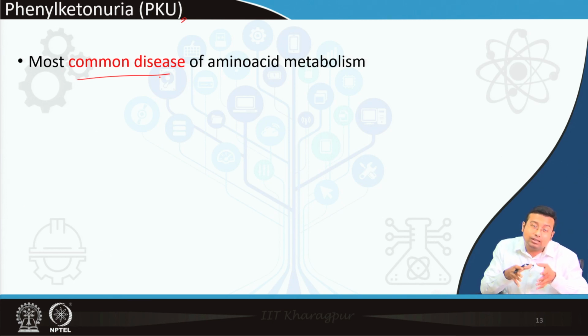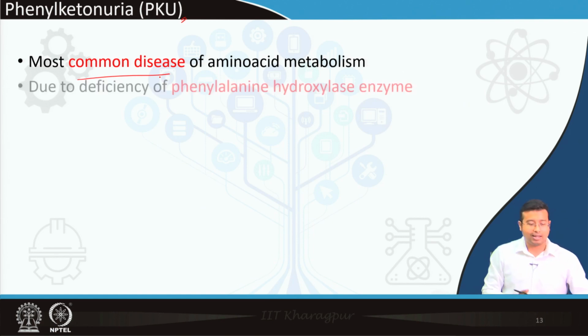This is the most common disease of amino acid metabolism, and that is the reason why this course has been designed in such a way that you need to know the worst disease first. Hence, we have chosen phenylalanine metabolism to start with. Now, you know the answer.